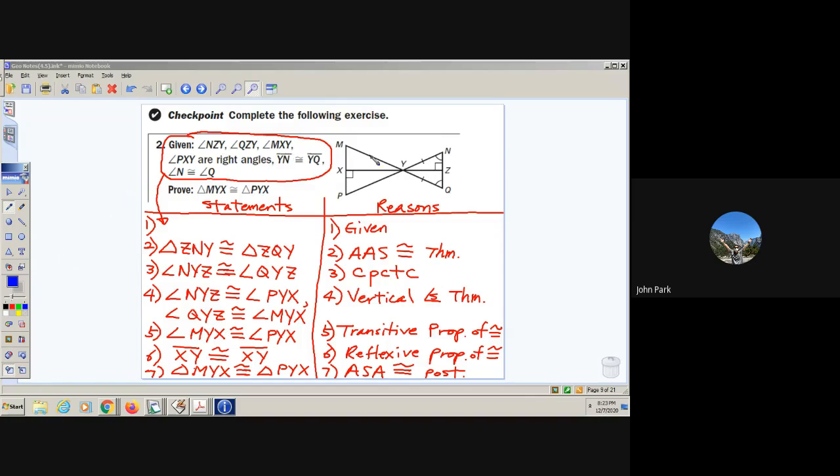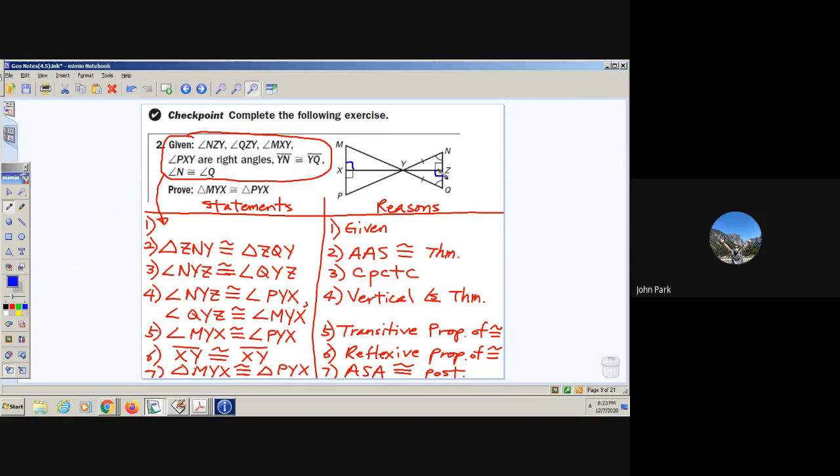And then we mark it on the picture, right? So we mark that all these are right angles here, right? That's a right angle, that's already marked. And then the other side is a right angle. And then the YN is congruent to YQ, it's already marked. And then angle N is congruent to angle Q, it's already marked, okay? And so if you look at the picture, the reason we mark it is because it's easier to see on the picture when you mark it, right?